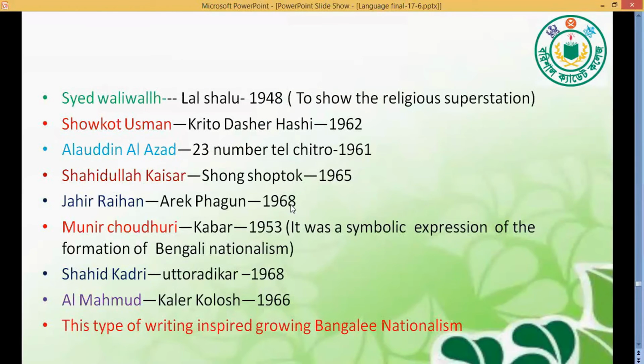Not only that, at the time, Sayyid Oliullah wrote Lal Shalu, Shaukat Osman wrote Ito Dasher Hashi, Alauddin Alazad wrote 23 Number Tol Chitro, Shahidullah Khaisa wrote Samshaktok, Johid Rayan wrote Arif Fagun, Punit Chaudhary wrote Kabor, which is a symbolic expression of the formation of Bengali nationalism. Shohid Kadri wrote Uttoradhikar, Al Mahmud wrote Talir Kolos. This type of writings developed our Bengali nationalism.